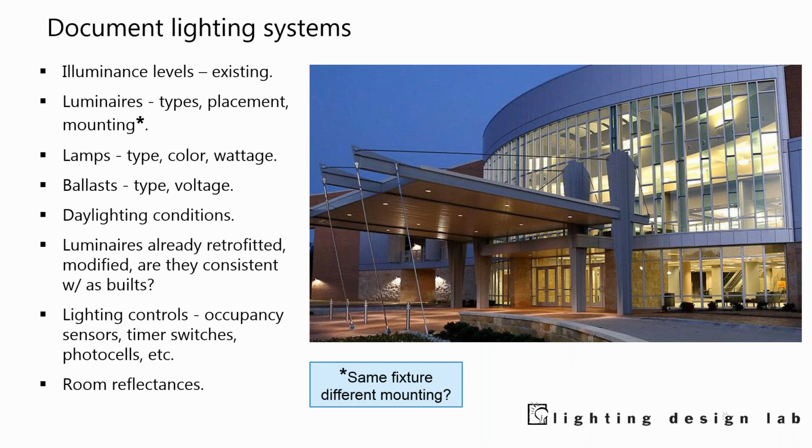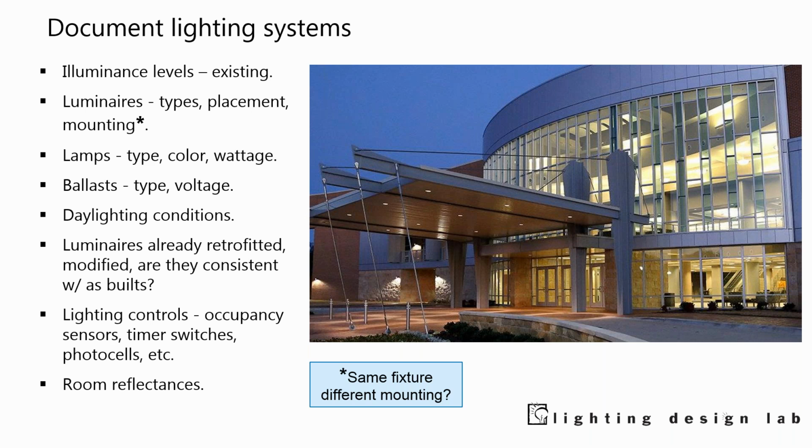So that's all this stuff. Then you want to document the lighting systems, and you want to, again, look at existing light levels. You want to look at the luminaire types. We'll go into this in detail. You want to look at how they're mounted. Sometimes you can have the same fixture with different mountings. Sometimes they're hung on chain, or they're mounted directly to the ceiling, but it's the same fixture. Could be treated the same way, perhaps. The lamp types, and the color and the wattage, and those are often difficult to figure out. The ballast types as needed, daylighting conditions.